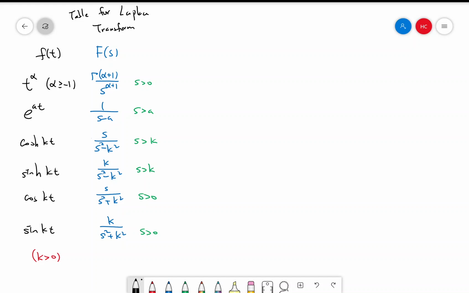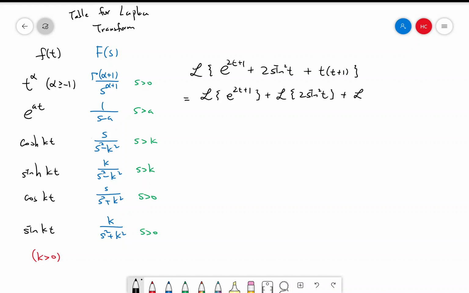Okay, so now if I give you a random function and ask you to find the Laplace transform, let's say the Laplace transform of e to the 2t plus 1 plus 2 sine squared t plus t times t plus 1, then we first use the linearity to split it up. So this is the Laplace transform of e to the 2t plus 1, plus the Laplace transform of 2 sine squared t, plus the Laplace transform of t times t plus 1. And we need to turn these functions into the things in the chart.